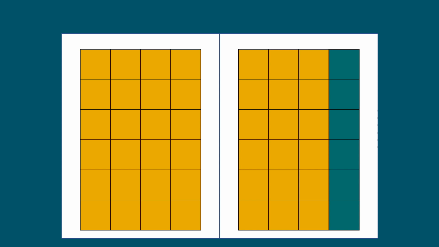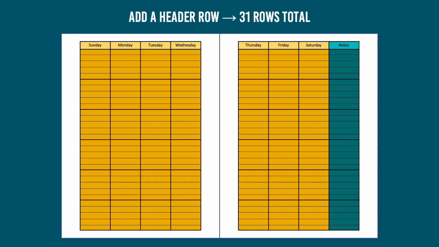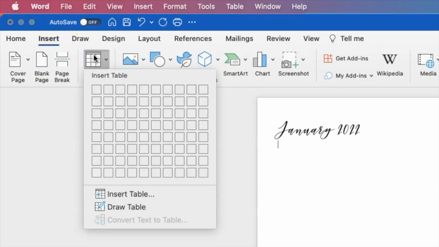So rather than just doing a row for each week, I actually want several rows within each week in order to create the lines for my notes column. So I'm going to do 5 rows for each day of the week. So 6 weeks, 5 rows. We're going to do 30 rows plus that 1 for the days of the week. So 31 rows. So I'm going to go up to my Insert tab and create a table.